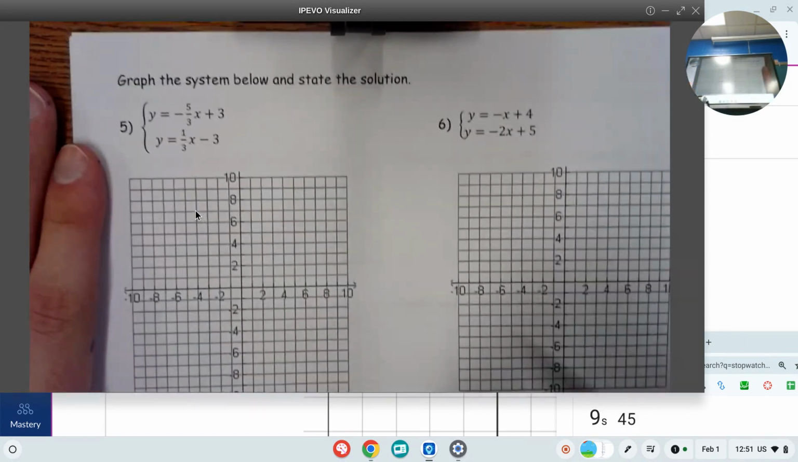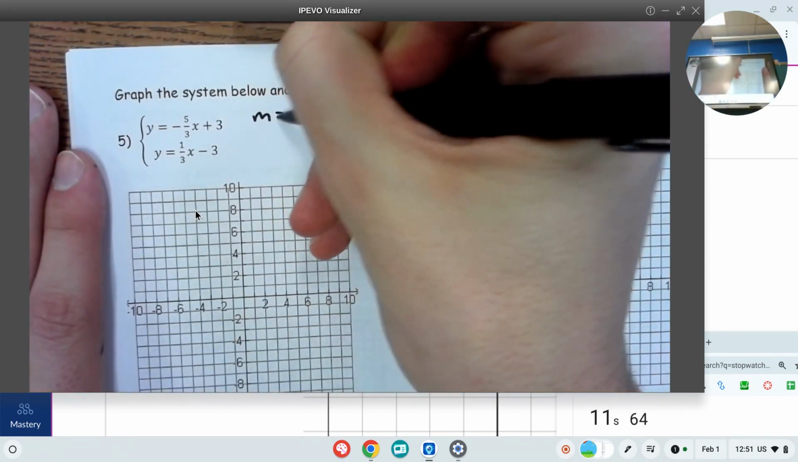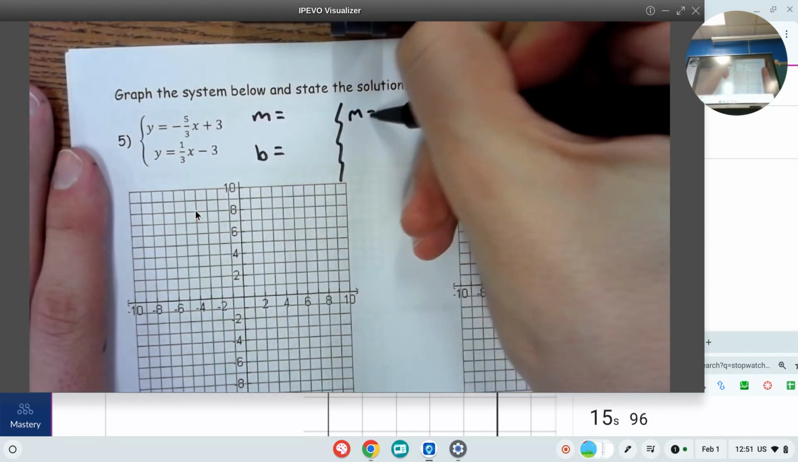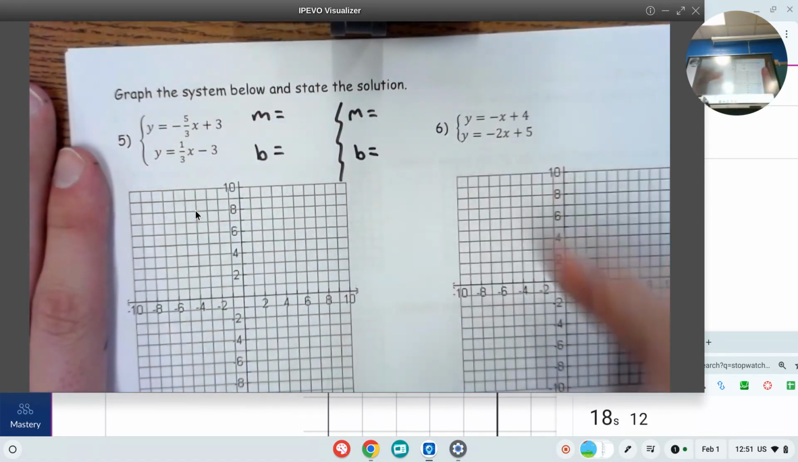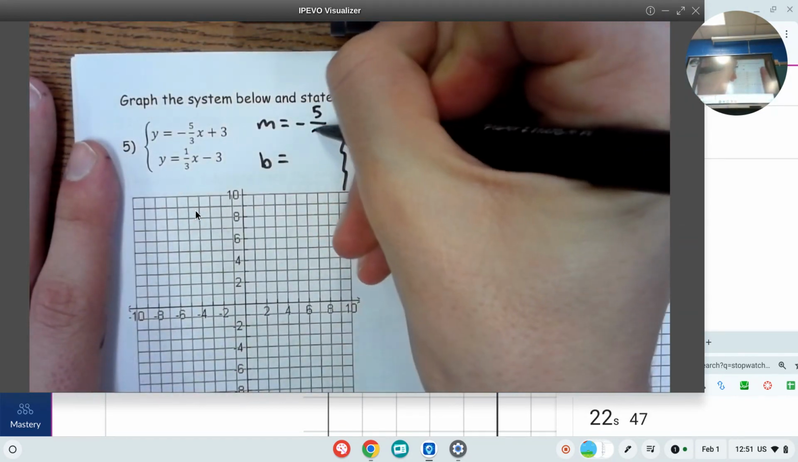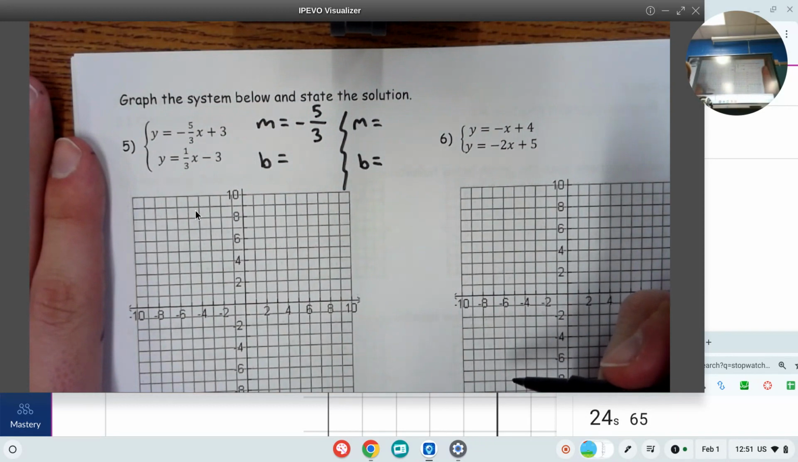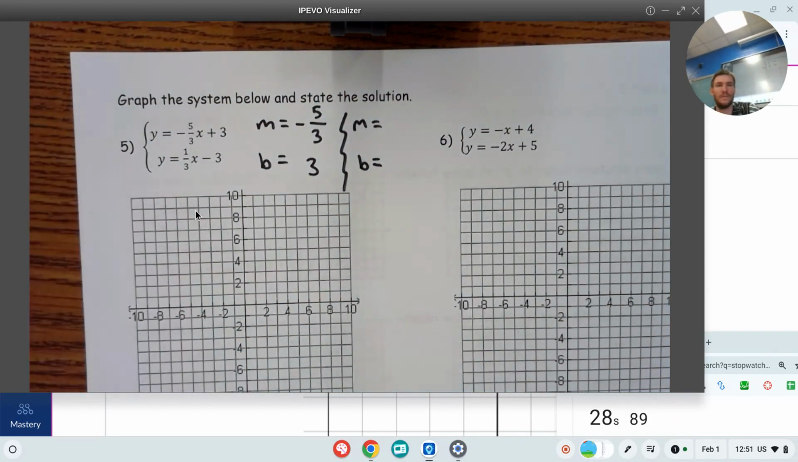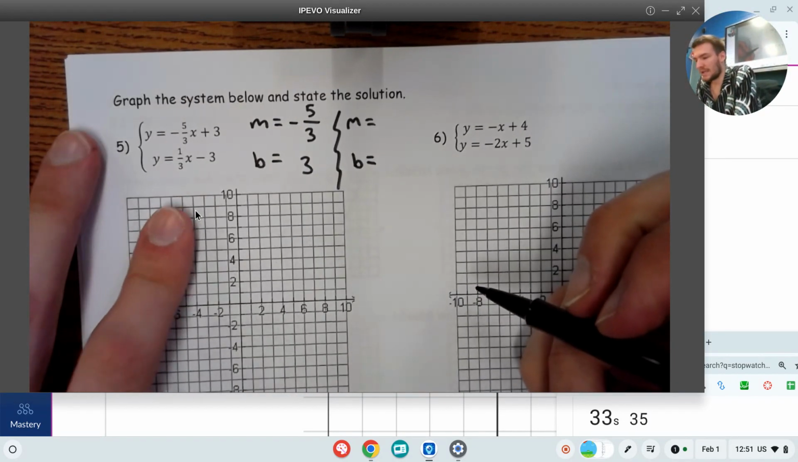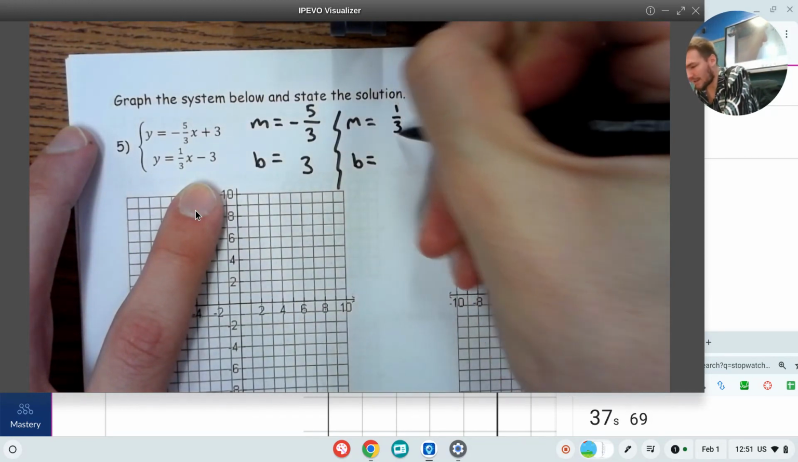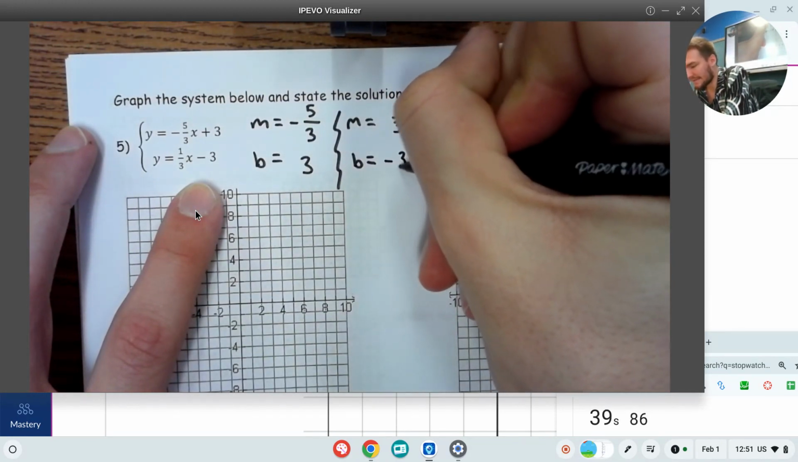All right, so for number 5, I'm going to put m equals, b equals, with a little squiggly line so I can separate them. The first one, I'm going with negative 5/3 and 3. Let's turn this a little bit so you're not just staring at the ceiling. The second one is going to be positive 1/3 and negative 3.